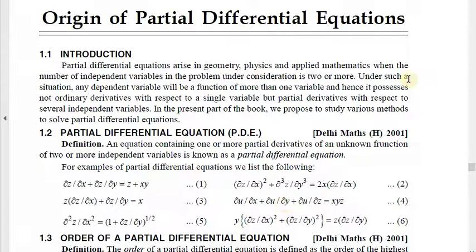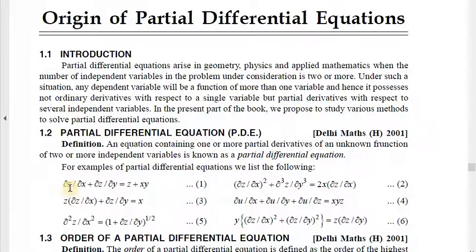First of all, you see what a partial differential equation is. An equation containing one or more partial derivatives of an unknown function of two or more independent variables is known as a partial differential equation. That's it. This is like a differential equation only. In an equation, if you have a partial derivative, we call it a partial differential equation. That's all. This is the definition.